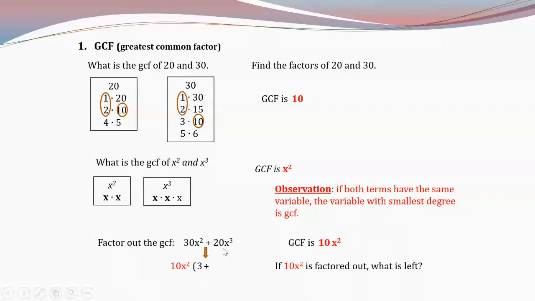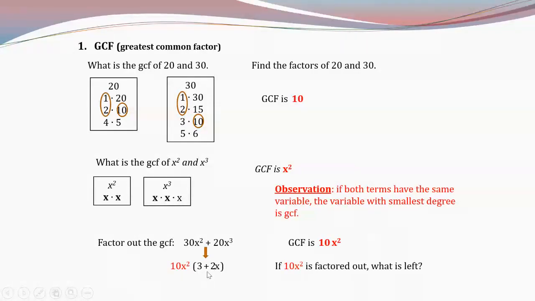Now let's do it the other way, with division. What's 20 divided by 10? The answer is 2. What's x cubed divided by x squared? Here we have x squared and we need x cubed. How many more x's do we need? It is 1.